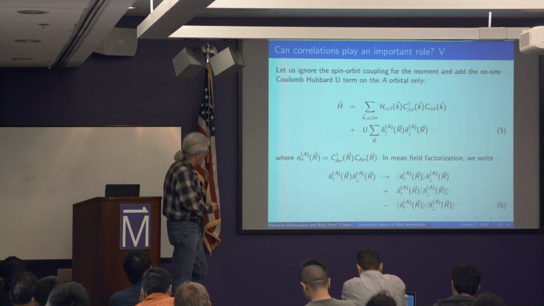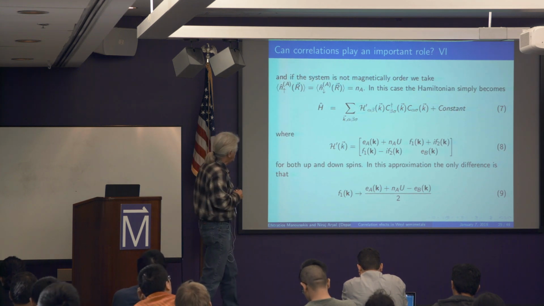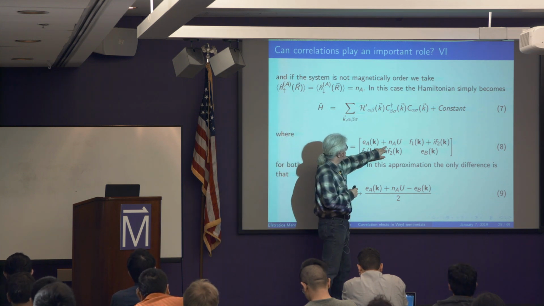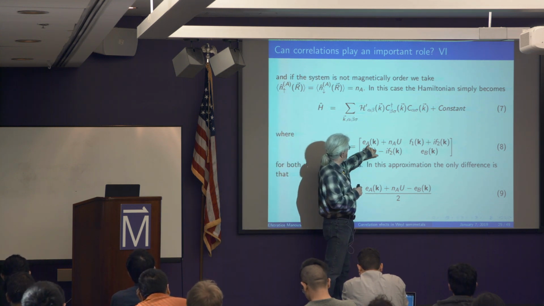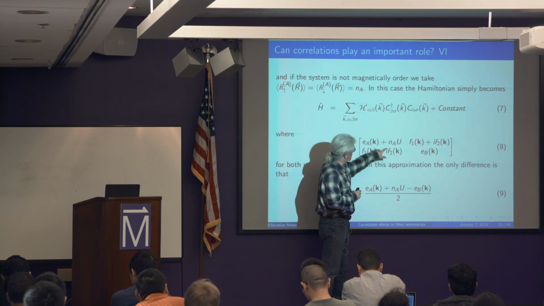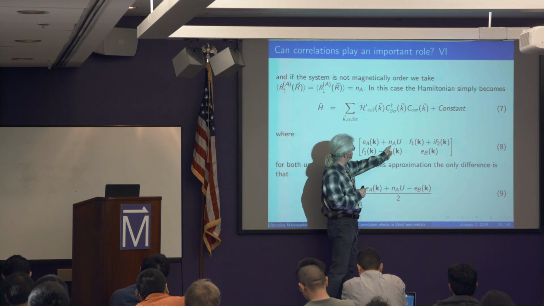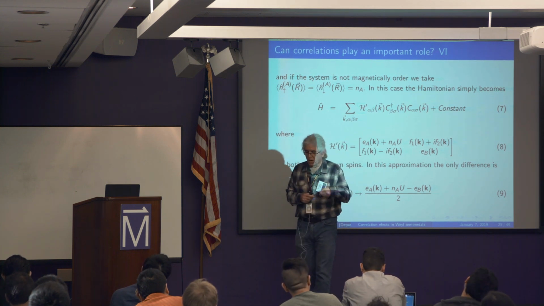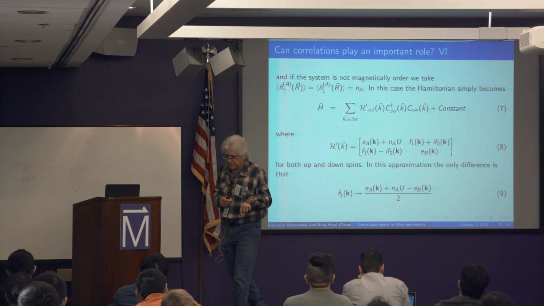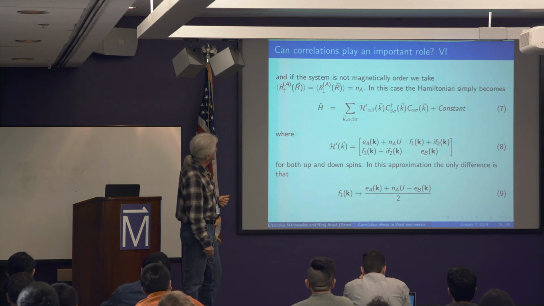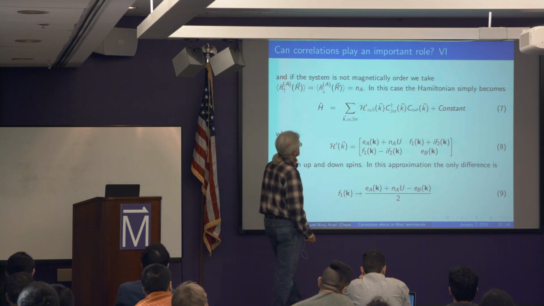So all this does in my tight binding Hamiltonian is to add to the A part of the matrix, only this part of the matrix, this term here, which is the expectation value of the down spins, if you like, or the up spins, as seen by the opposite spin, times U.